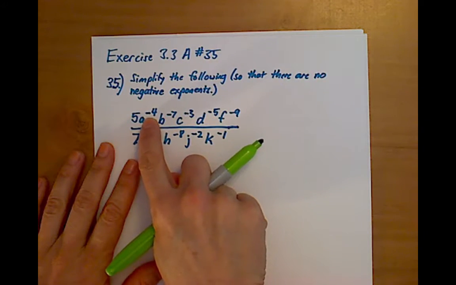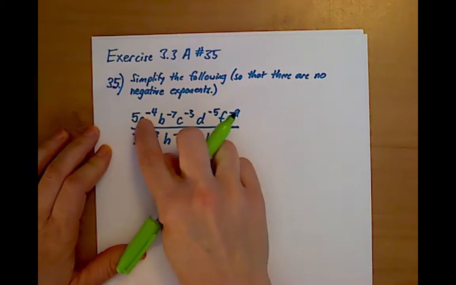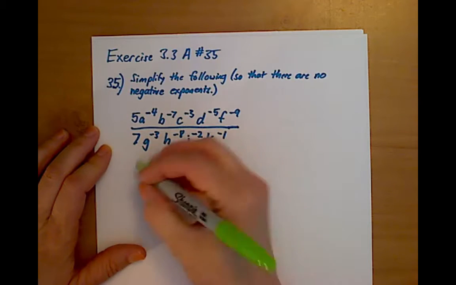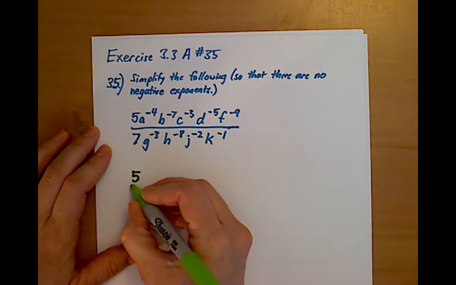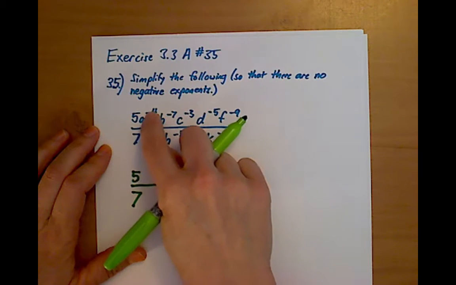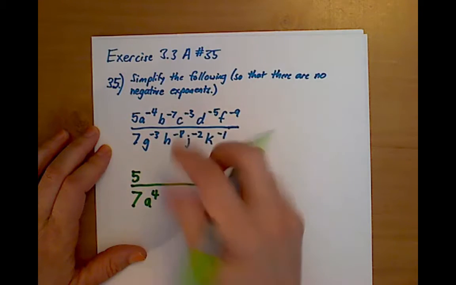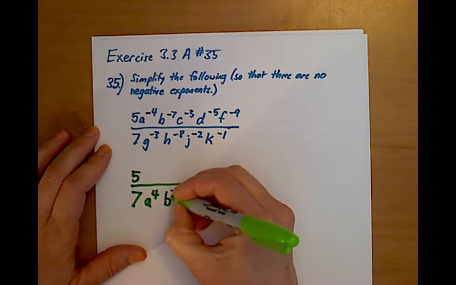The negative exponent means that it's going to move to the other side of this fraction line. So we have 5 and 7. Notice these don't have negative exponents, so those are going to stay on the same side that they were originally on, 5 and 7. The a is to the negative fourth, so we're going to put a to the fourth down here on the bottom. B to the negative seventh becomes b to the seventh in the denominator.